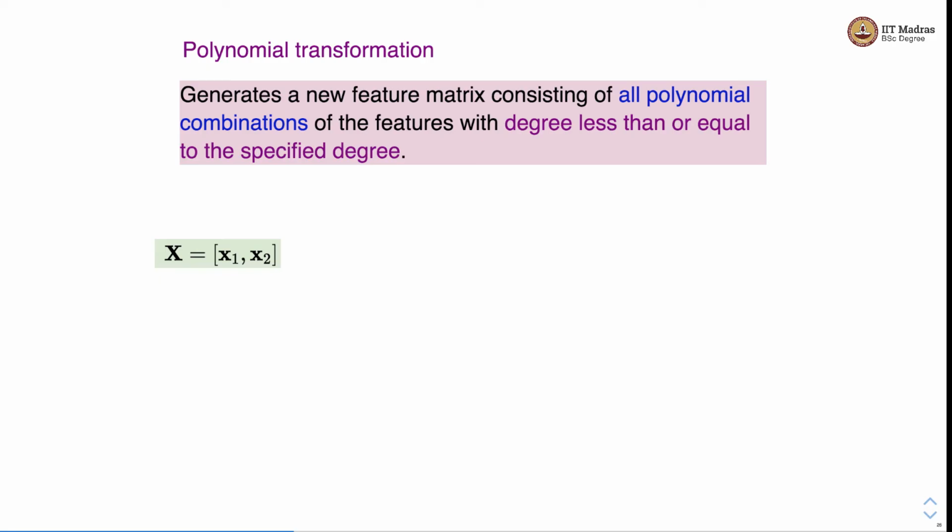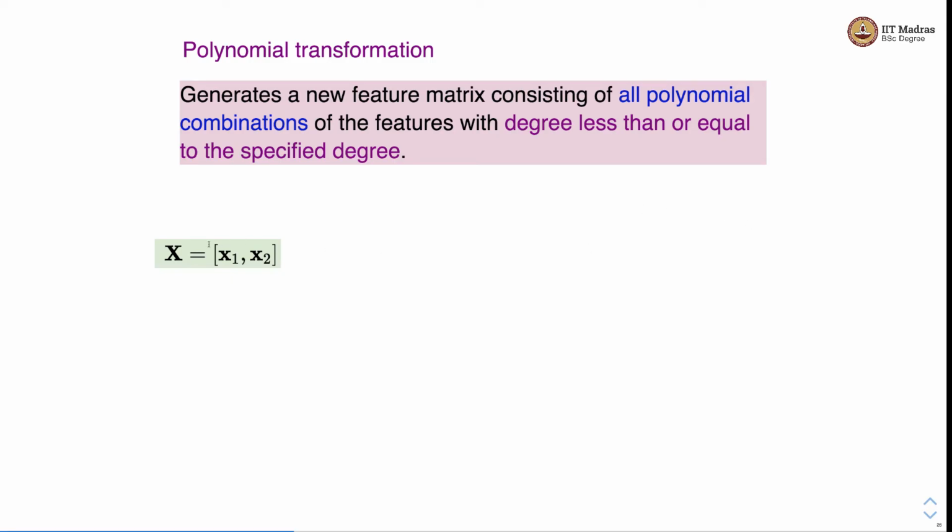We have seen in the machine learning techniques course why polynomial transformations are important to us. Polynomial transformations help us to learn nonlinear relationships between the features and the label. So we use polynomial transformation to generate a new feature matrix consisting of all polynomial combinations of the features with degree less than or equal to the specified degree.